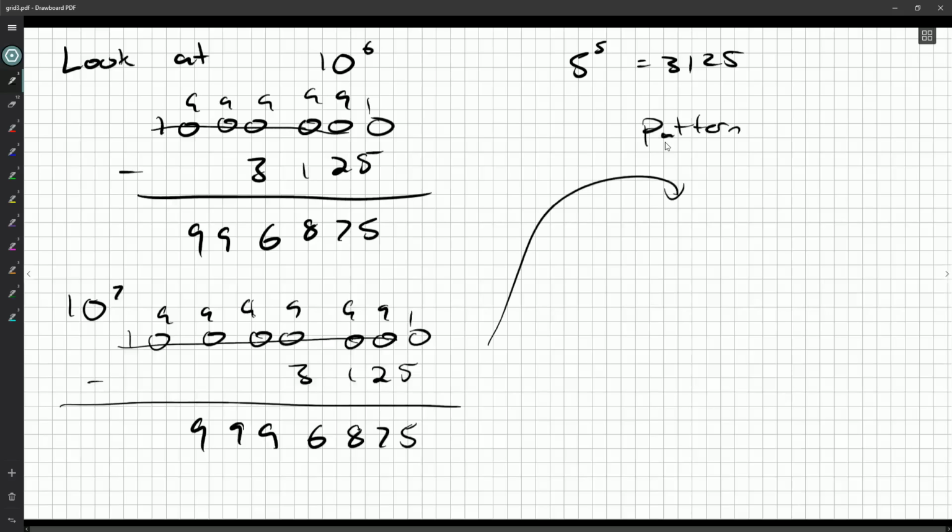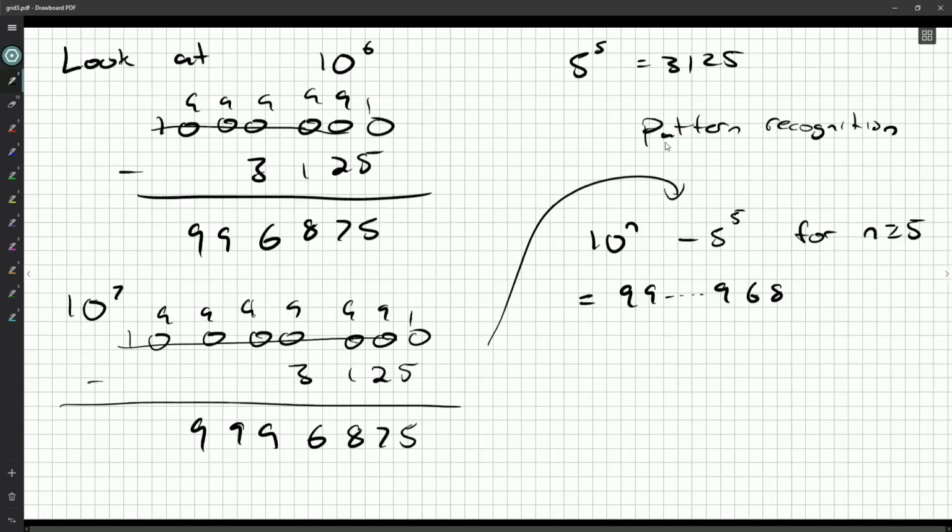So I might say something by pattern recognition. I mean, you should be writing up all your responses, but you don't have to be super, super rigorous, especially for something like question number 3. So 10 to the n minus 5 to the 5, for any n bigger than or equal to 5, really, it's going to equal 9, 9, 9, 9, 9, 9, and then 6, 8, 7, 5. And what are we going to have here? We're going to have n minus 4 9s.